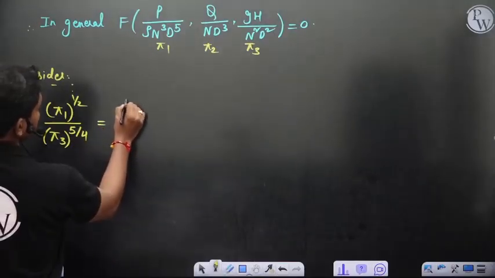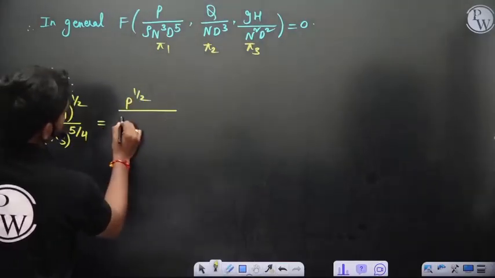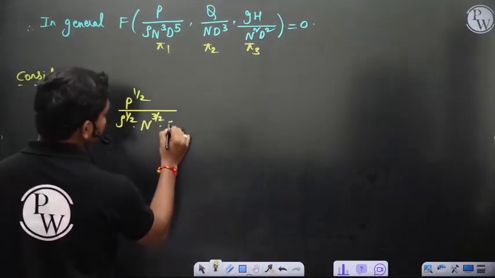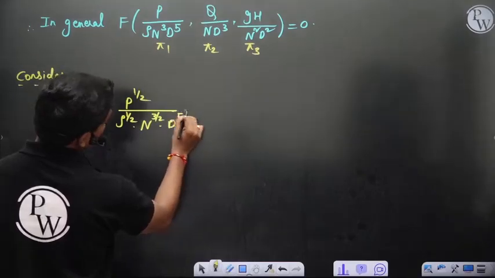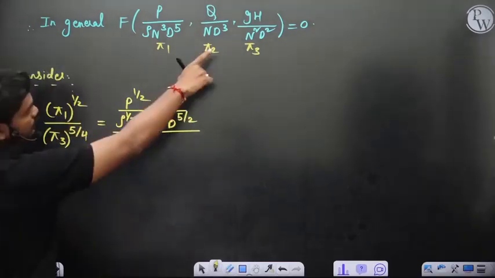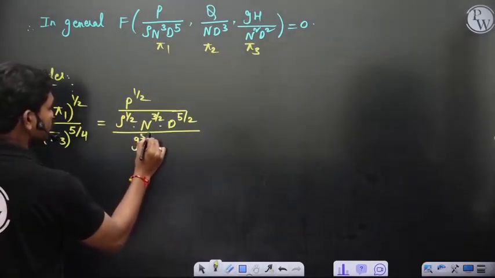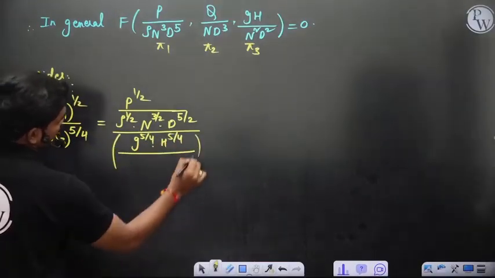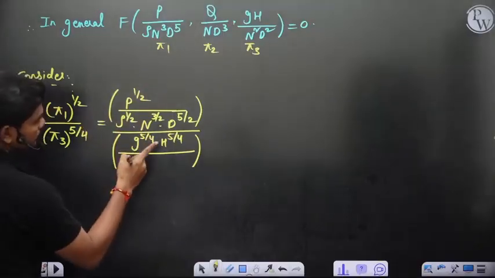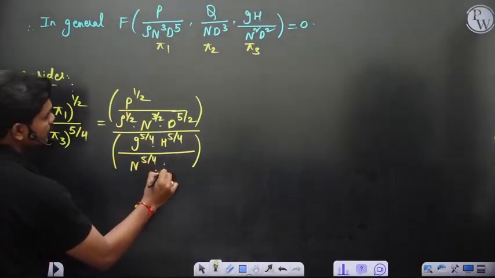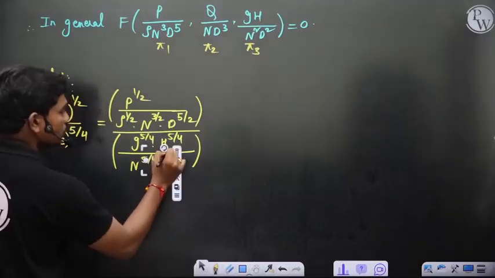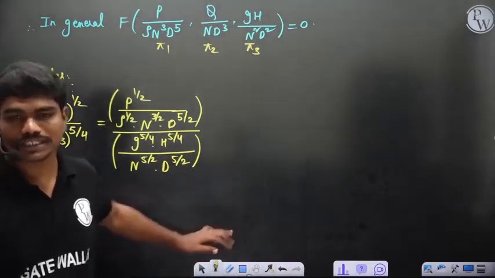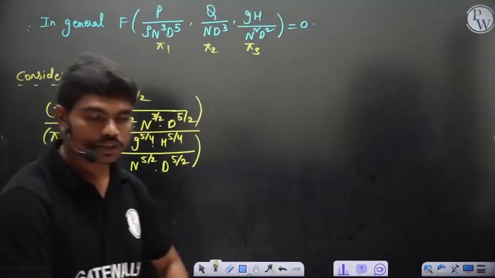Pi 1 is like P power 1 by 2 by rho power 1 by 2, n power 3 by 2, d power 5 by 2. Divided by pi 3 power 5 by 4. So if I want to model this, g power 5 by 4, h power 5 by 4 by n power 5 by 2 actually, into d power 5 by 2 actually, correct? This is what you get. Yes or no? Is this clear to all of you till this point? Please type it in the chat box.